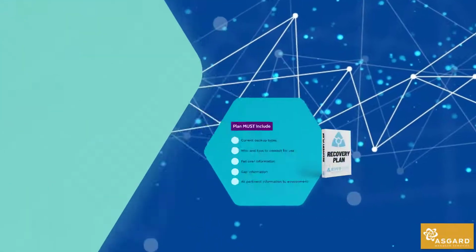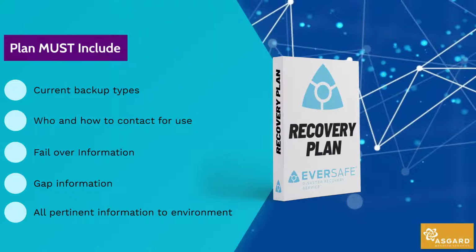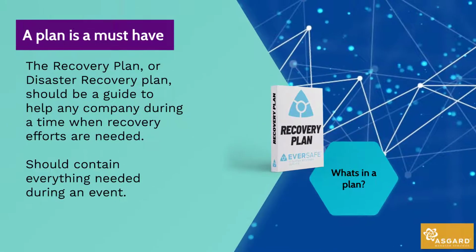What's inside? Well, the plan must include your current backup types, who and how to contact to use those backups, any failover information, whether it's on-site or in the cloud, any gap information so you know what's not protected by your backups, and any other pertinent information to your environment, such as network configurations or VPNs that are needed for your failover efforts. All of these things should be collected and put into one place to formulate your recovery plan. This way, during recovery efforts, you have a singular document to follow, and everybody can know their roles that are outlined in the recovery plan.